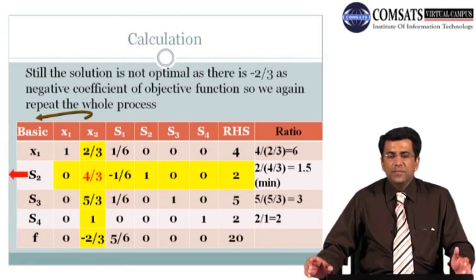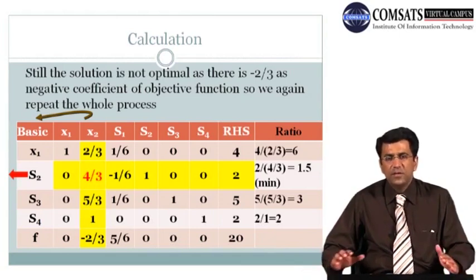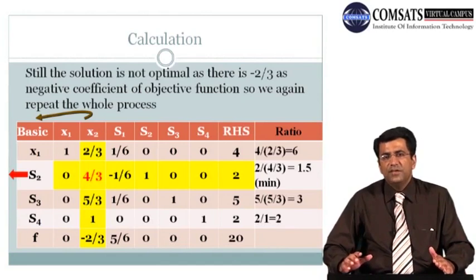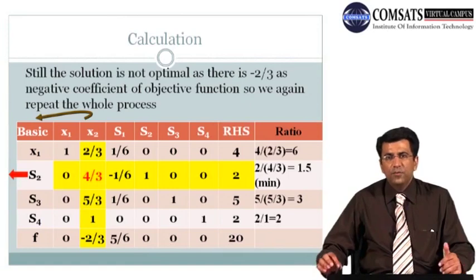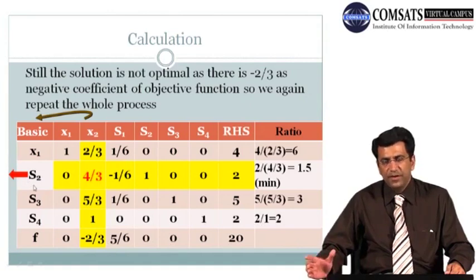So class, what is meant by the leaving variable and entering variable? Because this table will not give us the optimal solution, we have to compute the next table. When we compute the next table, we will replace the leaving variable with the entering variable. That is, we will put x1 here in place of S2 when we reformulate the next table.